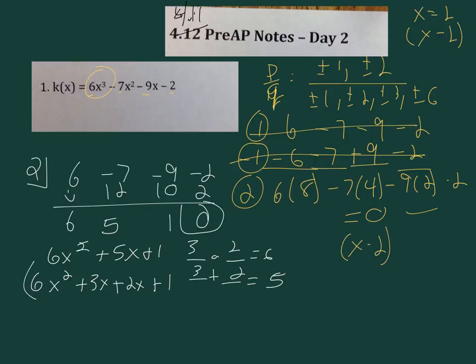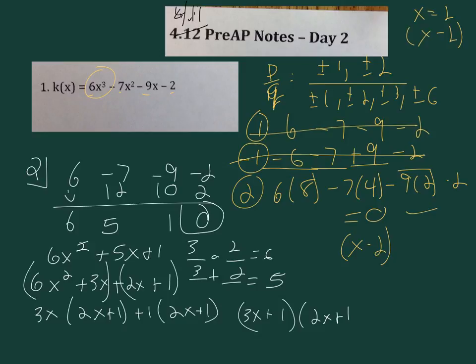And then we need to factor by grouping. So we'll factor the first 2 and the second 2. The GCF in the first set is 3x, which leaves me with 2x plus 1. The GCF in the second set is just going to be 1, and that would be 2x plus 1. And so now I get the two factors of 3x plus 1 and 2x plus 1.